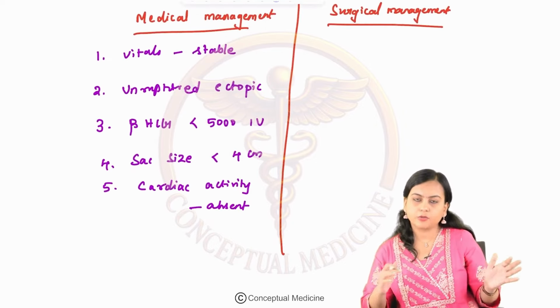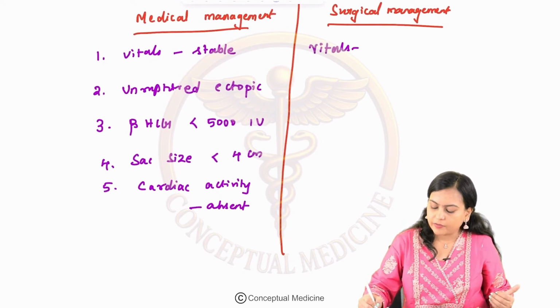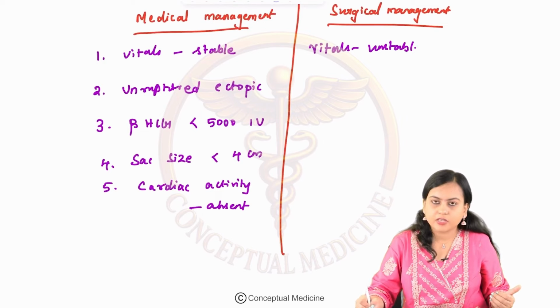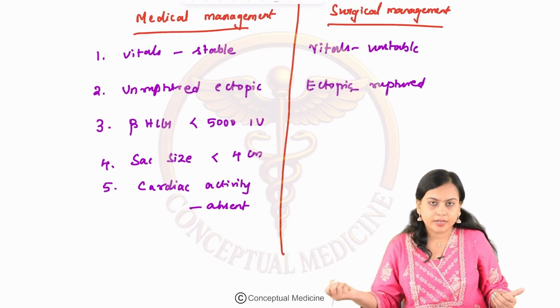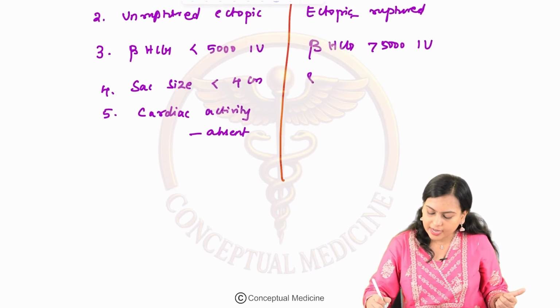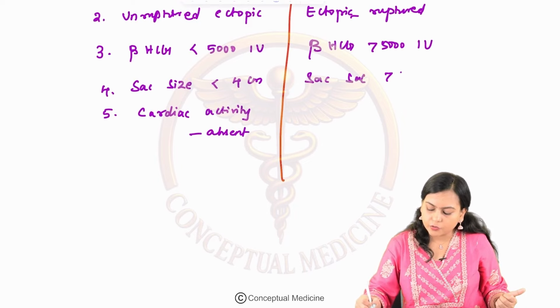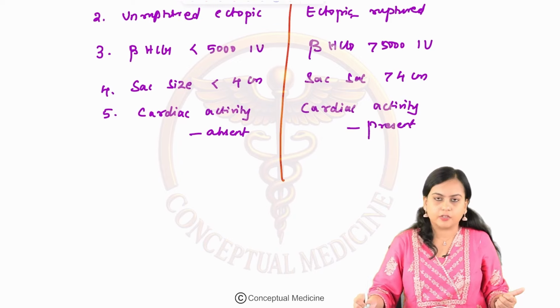Okay. We will apply the rules for surgical management now. Yes. So, here when the vitals are unstable, definitely we are going for the surgical management. Yes. When it is a ruptured ectopic, then we are going for a surgical management. Yes. When the beta HCG value is more than 5000 international units and when the sac size in the ultrasound is more than 4 centimeter and also when the cardiac activity is present, we are going for a surgical management.